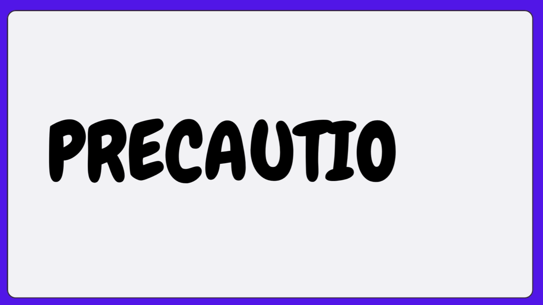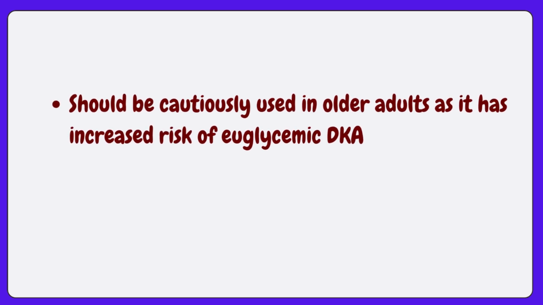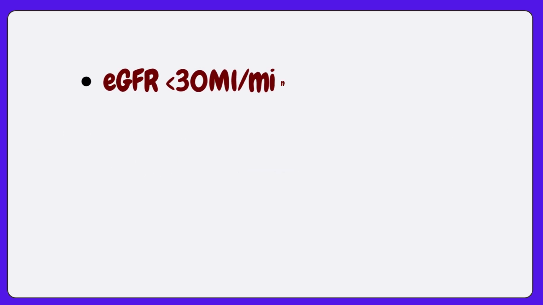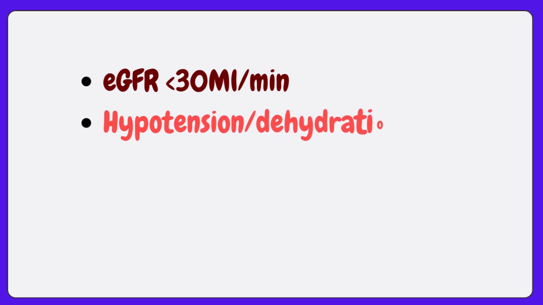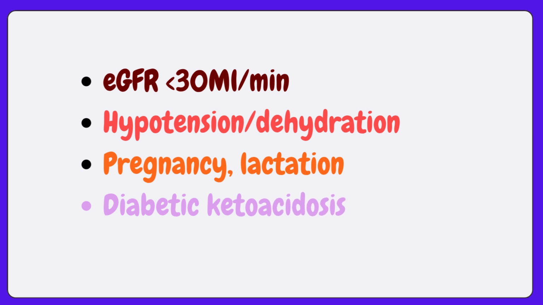Now let's move on to the important precautions to consider when using SGLT2 inhibitors. They should be used cautiously in older adults as there is an increased risk of euglycemic DKA. SGLT2 inhibitors should not be used in certain conditions. Here are the key contraindications you must remember: eGFR less than 30 mL per minute, hypotension or dehydration, pregnancy or lactation, diabetic ketoacidosis.